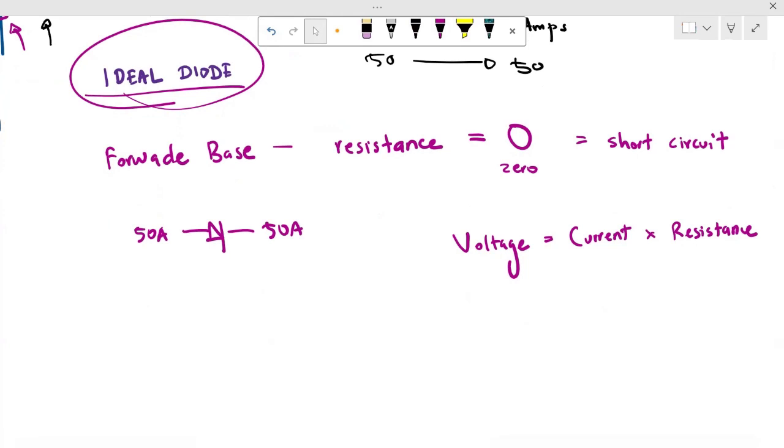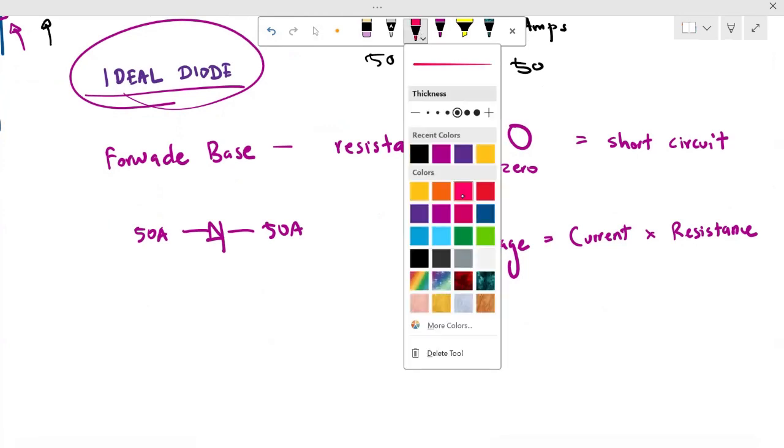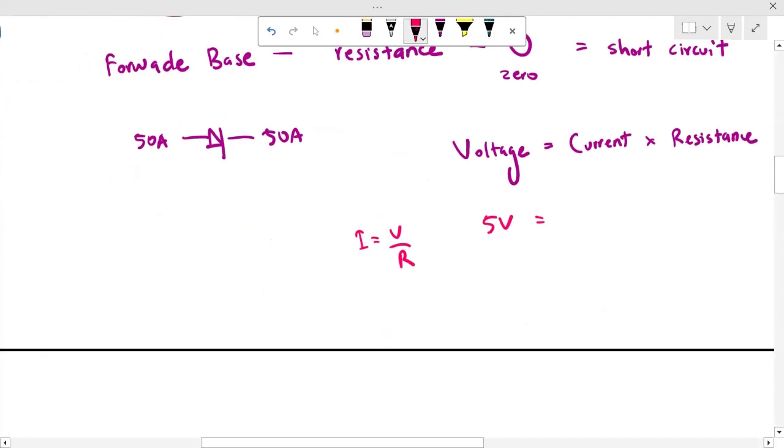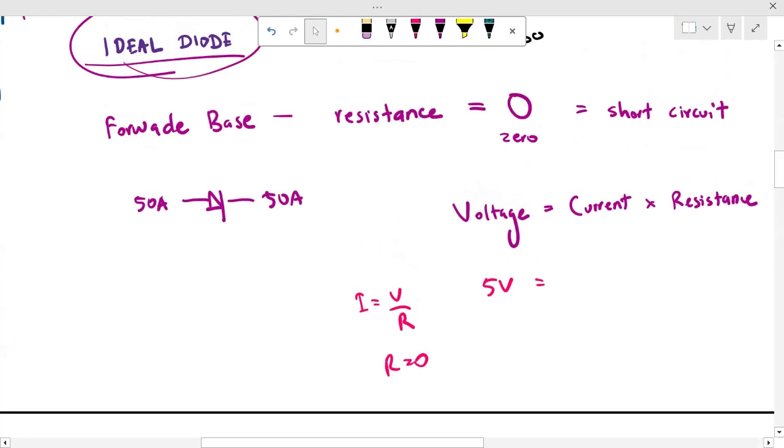If the voltage is, let's say, 5 volts, we both know I is equal to V over R. So if R is equal to 0, anything that divides or multiplies by 0 is equal to 0. Therefore, the current will equal to 0, causing a short circuit.